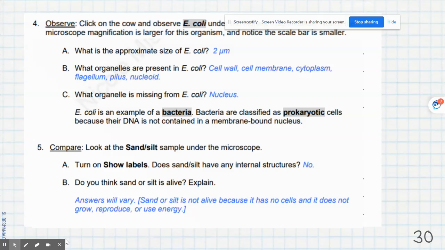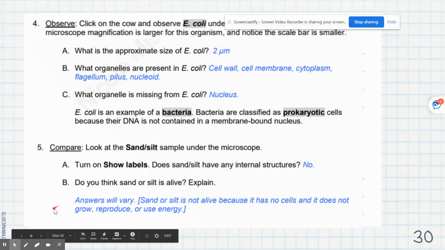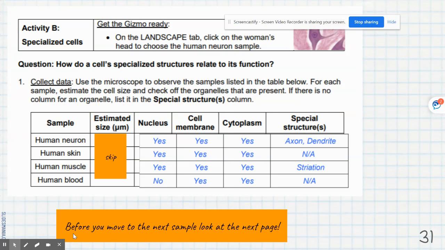We didn't have to measure the E. coli, but we saw some things present in it: a cell wall, a cell membrane, a cytoplasm, flagellum, pilus, and a nucleoid. It's missing a nucleus, and so we call these prokaryotic cells because they do not have a membrane-bound nucleus. Then you looked at sand or silt, and it is not alive. It doesn't have cells. It doesn't grow, reproduce, and do all of those things that living things need to be able to do.